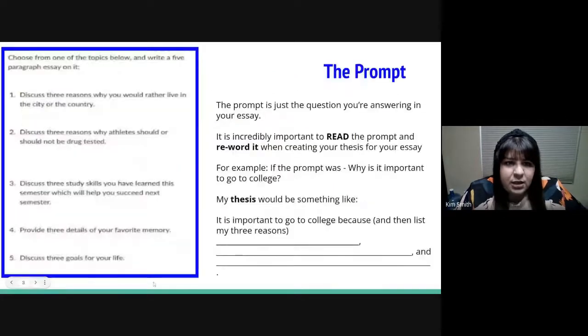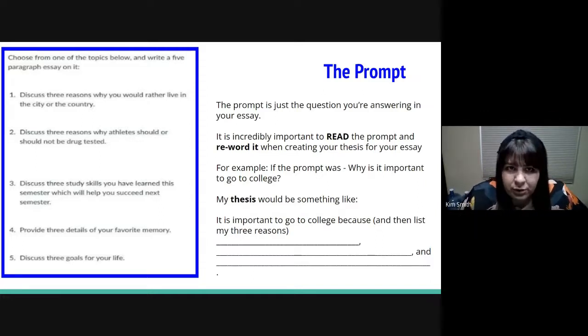The first part of the essay is the prompt, and the prompt is basically just the question that you're going to be answering in your essay. It is the whole point of your paper, what you're writing about. It is super, super important that we read the prompt in full and then reword it when creating your thesis for your essay. We're going to go into detail a little bit more about that later. So for now, just know that that is extremely important, and we'll get to that on the next couple slides.